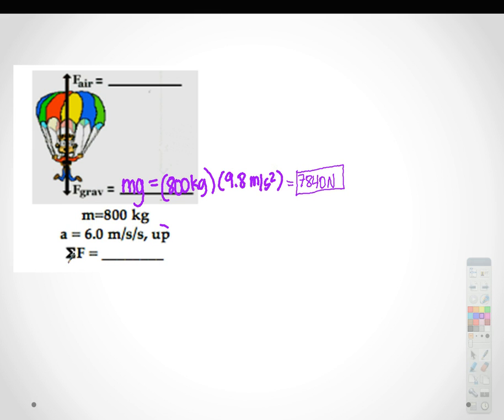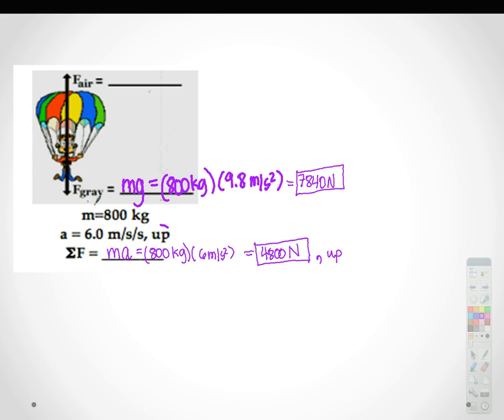Now we can use the other method, wherein we use Newton's second law equation, which is net force is equivalent to mass times acceleration. We can use that one because we're given the mass, which is 800 kilograms, and we're given the acceleration, which is 6 meters per second squared. If we multiply these two, this is equivalent to 4,800 newtons. And since it is accelerating upward, our net force is also going up.